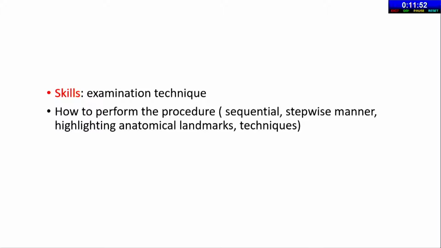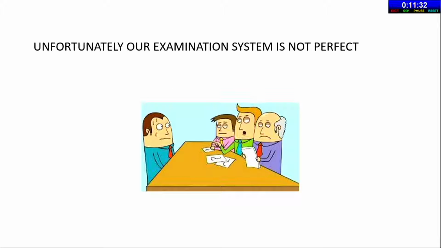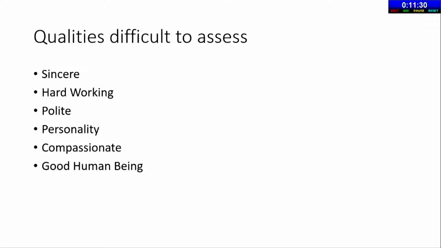So this is what we can assess, and then skill. We always tell the examinee to do something on the slit lamp like gonioscopy, indirect, then we examine how they are doing, whether they are following a particular sequence, confidence level, and whether they are highlighting important anatomical landmarks, and technique. So this we can assess during the practical exam, but unfortunately our system is not perfect, and we cannot assess these qualities. So for these qualities, we have to take feedback from your professor and head and senior professors of the department who are also internal examiners.